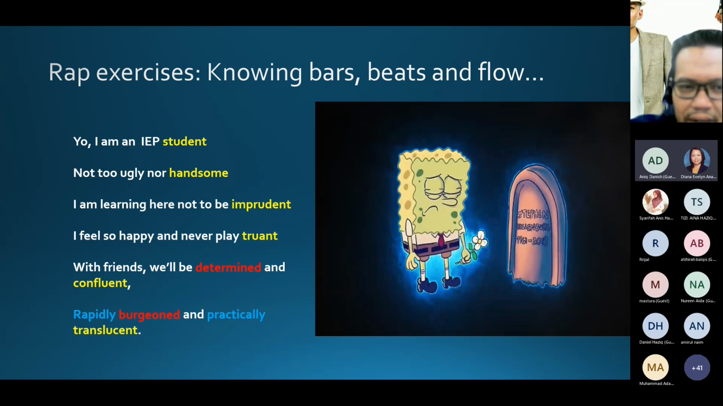I'm an IEP student, not too ugly nor handsome. I'm learning here not to be imprudent. I feel so happy and never play truant. With friends, be determined and be confident. Fine. Confluent. Rapidly, brilliant, and practically transcendent.